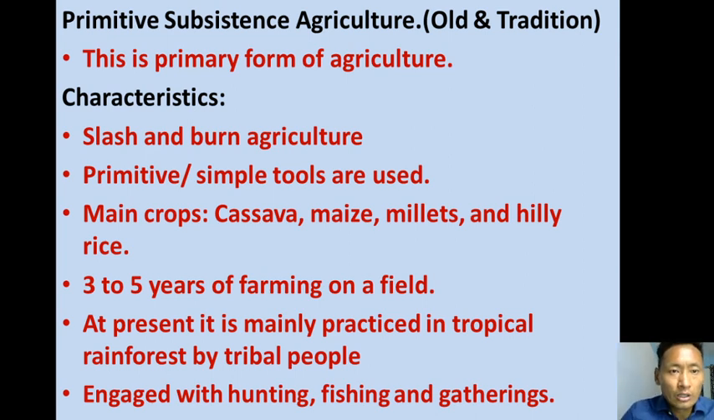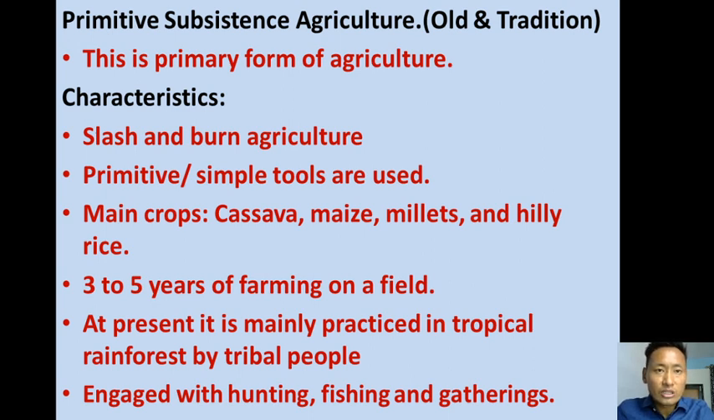Characteristics: this type of agriculture is also called slash and burn agriculture. In order to make agricultural land, first we have to slash the vegetation growing on that patch of land, like trees, shrubs, and herbs. Later we have to dry these vegetations, and once they are dried, we burn them. The ashes give fertility to the soil. Because of that, it is called slash and burn agriculture.